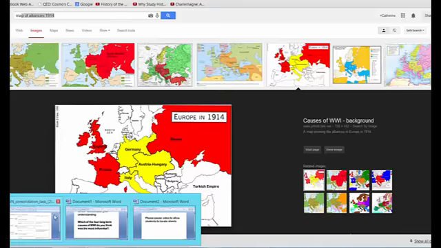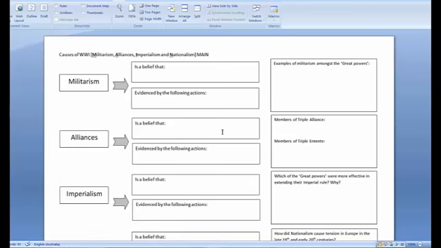So if we go back to our table here, can you please fill in alliances? It's a belief that what? You then need to have a think about what sort of actions would follow on from that belief. So if you believed that it was important for you to have strong allies, what might you do?